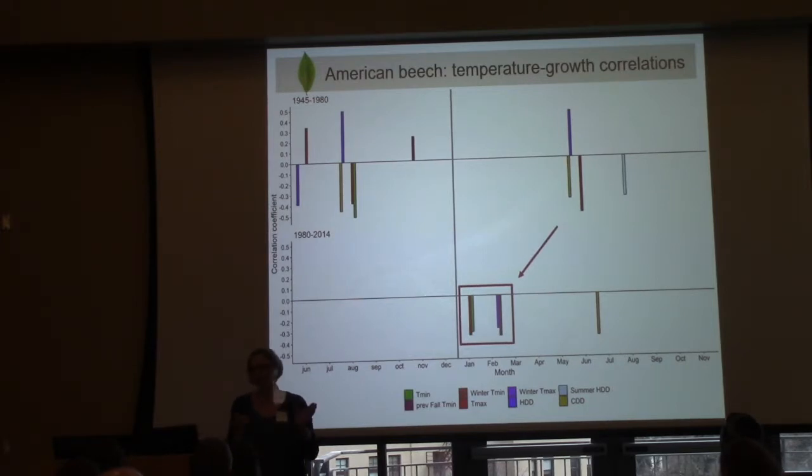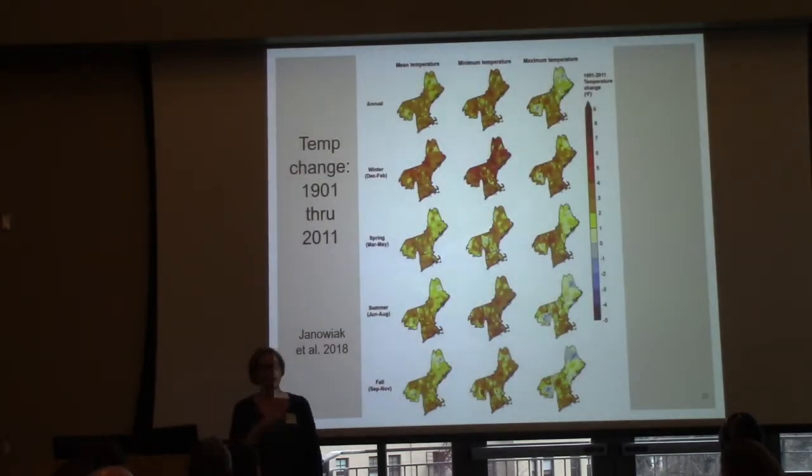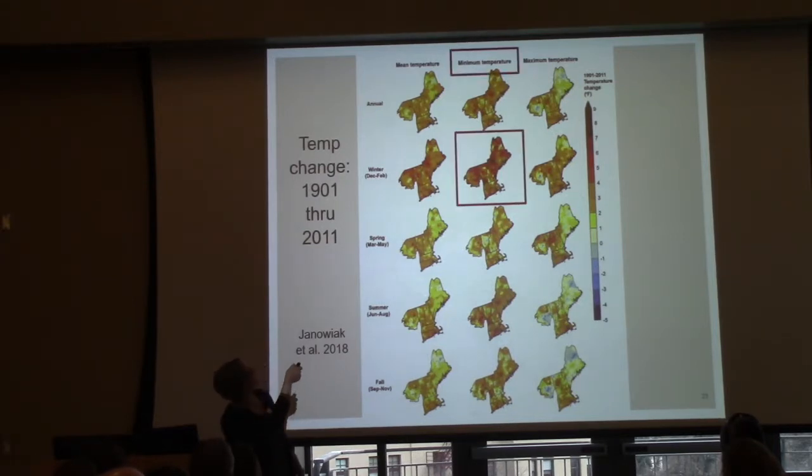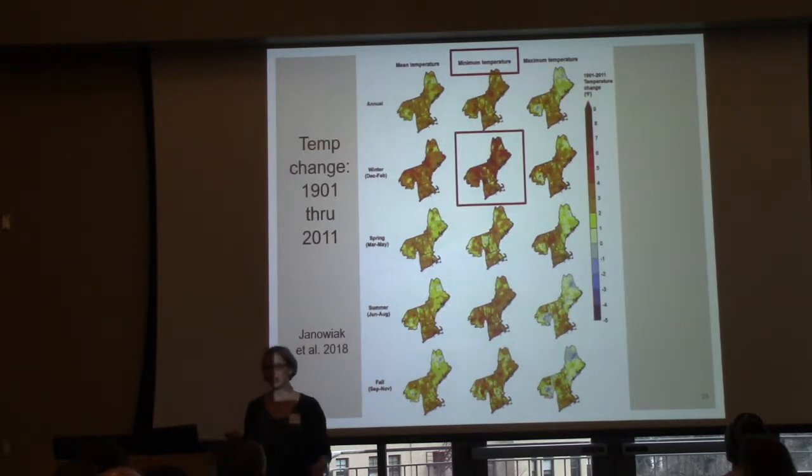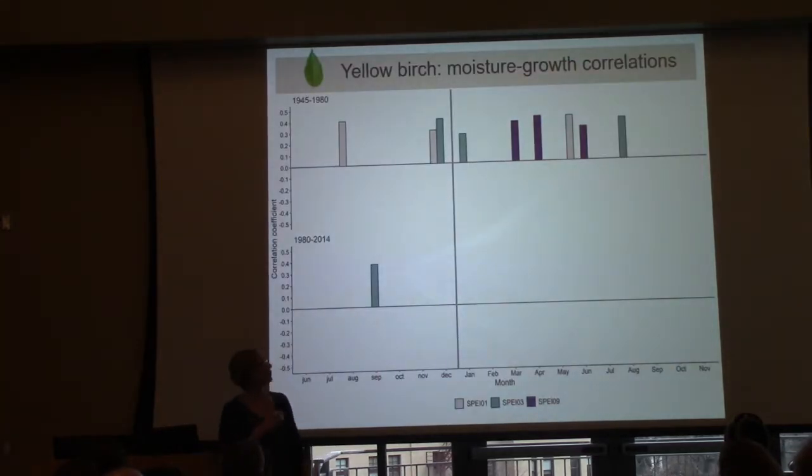And this shift to winter minimum temperatures, particularly, is interesting and makes sense, because if we think about how temperature has changed over the past century in the Northeast, and we saw these this morning, this is showing mean temperature in the first column, minimum and maximum temperature. What is clear is that in winter, minimum temperatures have increased the most out of any other season and out of the three types of temperature listed here. So that could be an explanation for why we're seeing those minimum temperatures in the winter showing up as important. For yellow birch, just like we saw for sugar maple, a decrease in importance of moisture variables in general.